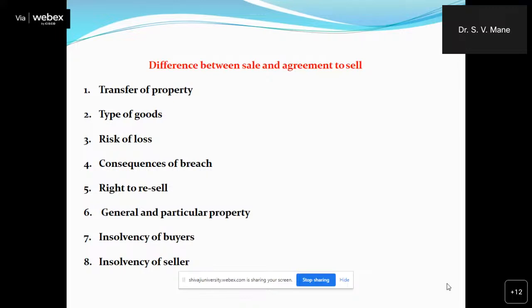Then consequences of breach. In case of sale, if the buyer fails to pay the price of the goods, or if there is a breach of contract by the buyer, the seller can claim the price even though the goods are still in his possession.